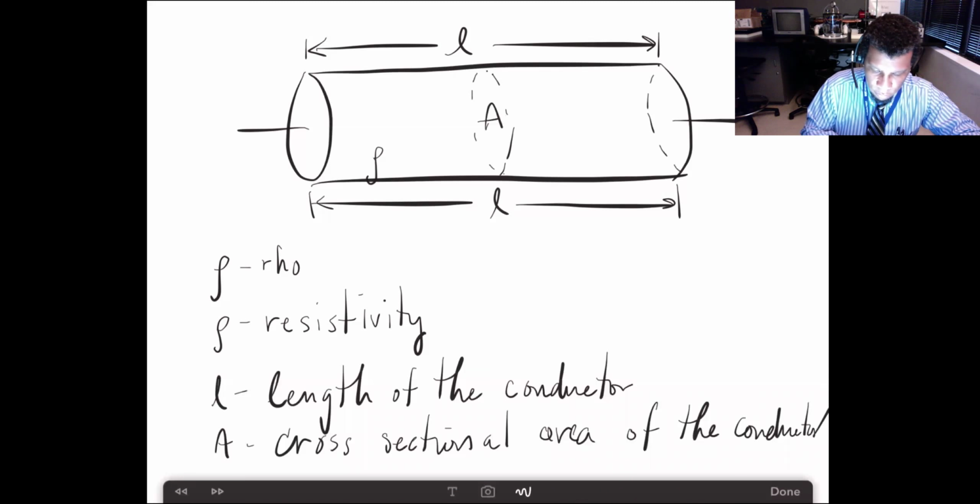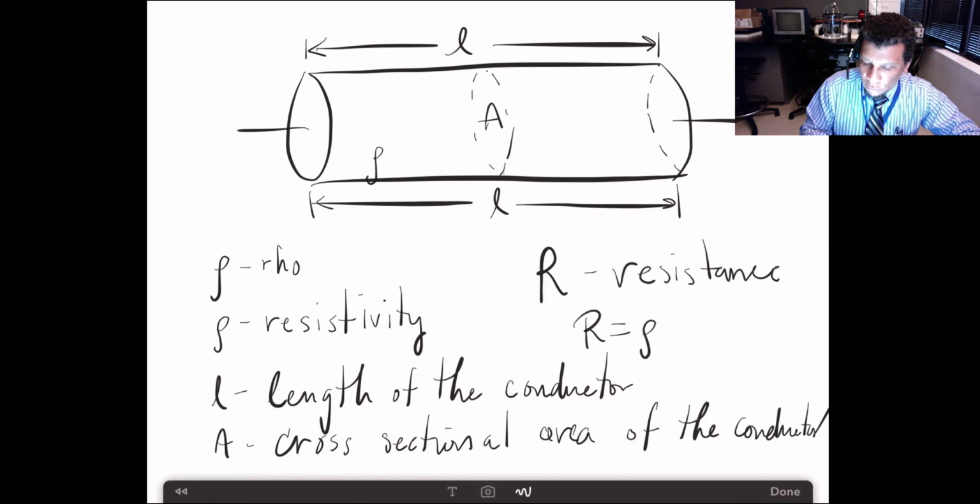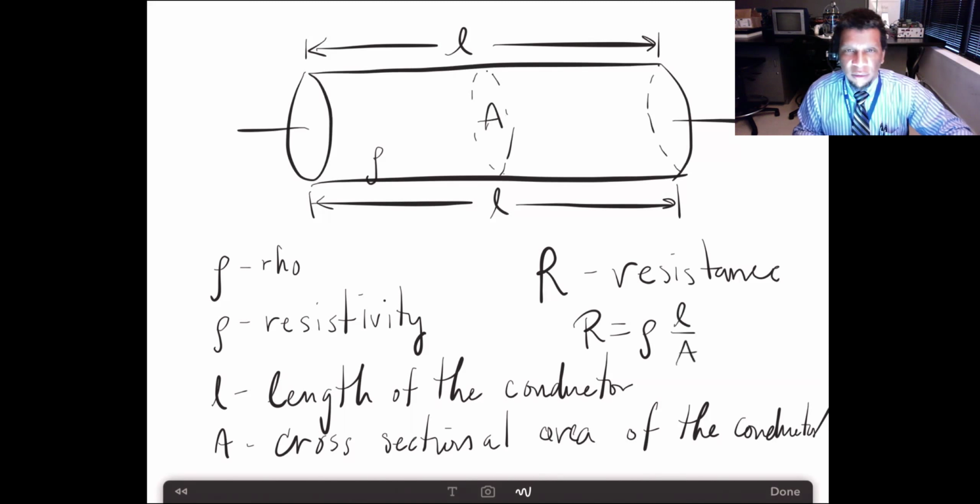R is going to be the resistance. All right, so R is equal to rho times the length of the conductor over the cross-sectional area of the conductor. So basically what we're saying is, as L increases, R is going to increase. It's directly proportional. Whenever you have both the R and the L in the numerator, then they're directly proportional.